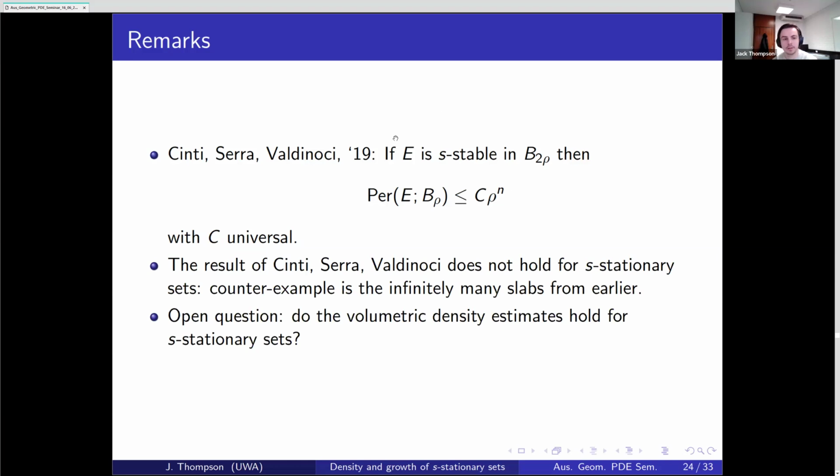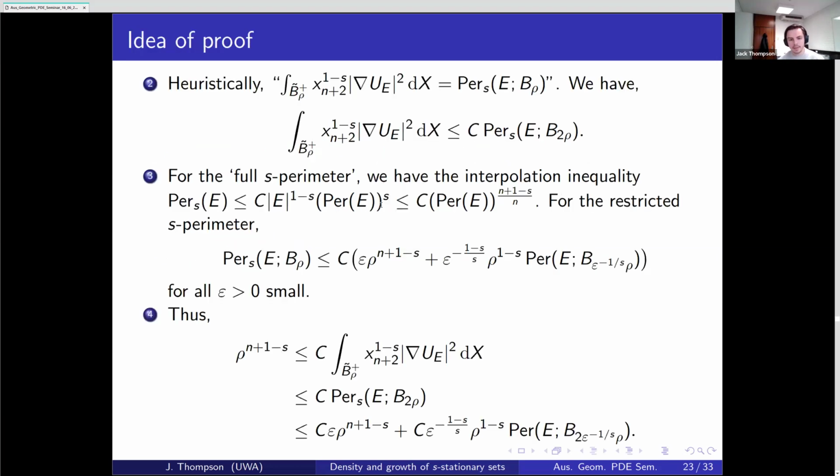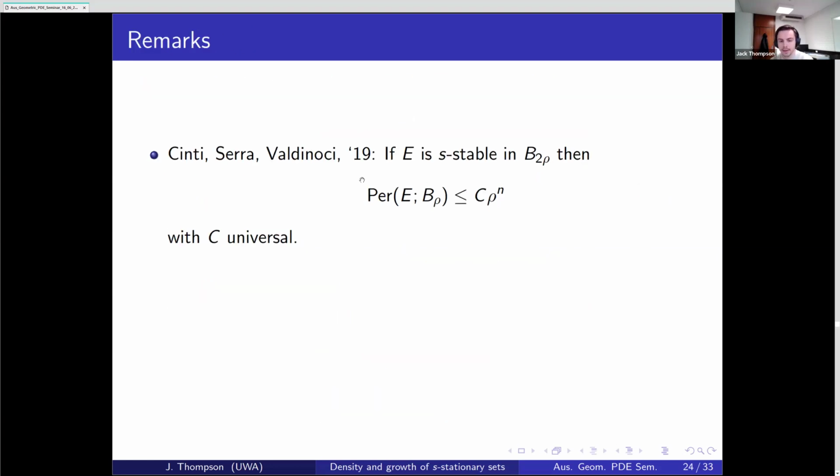Sorry, there's a result by Cinti, Serra, and Baldinocci from 2019 that gives the opposite inequality. And this is actually a very surprising result because in this estimate here, we use the fact that in a sense, the S perimeter can be controlled by the perimeter. So here they were able to prove the reverse inequality, which is actually too good to be true, that they've managed to prove an upper bound on the perimeter, only knowing information about the S perimeter, in a sense.